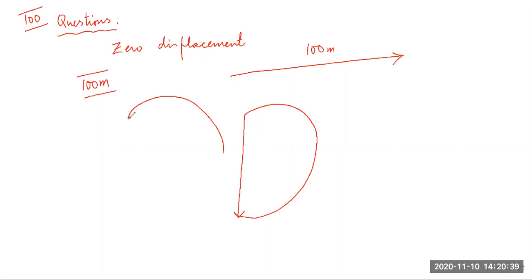So let's say this is again 100 meter. So the distance is 100 meter. Now what is the displacement? Displacement is still smaller. So any student can tell me the distance is 100 meter, but the displacement is 0 meter. Yes, student, the distance is 100 meter, but displacement is 0 meter.